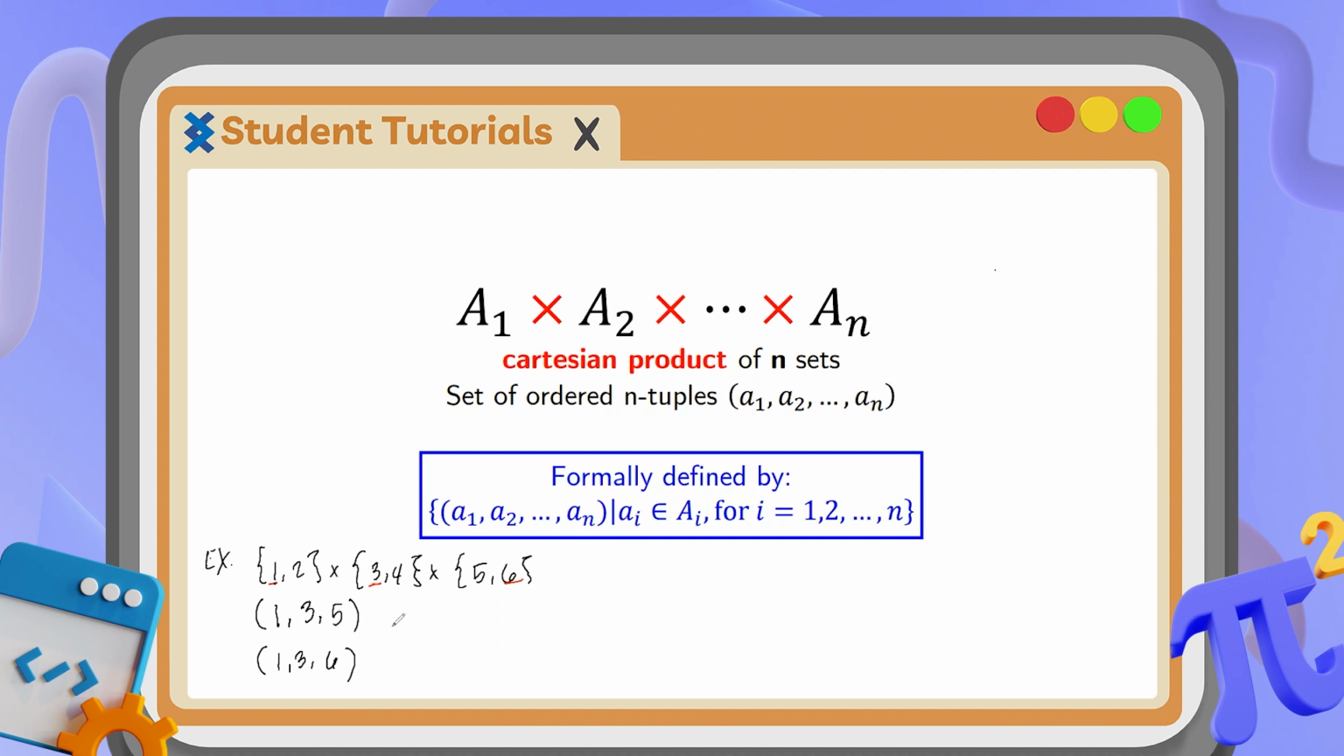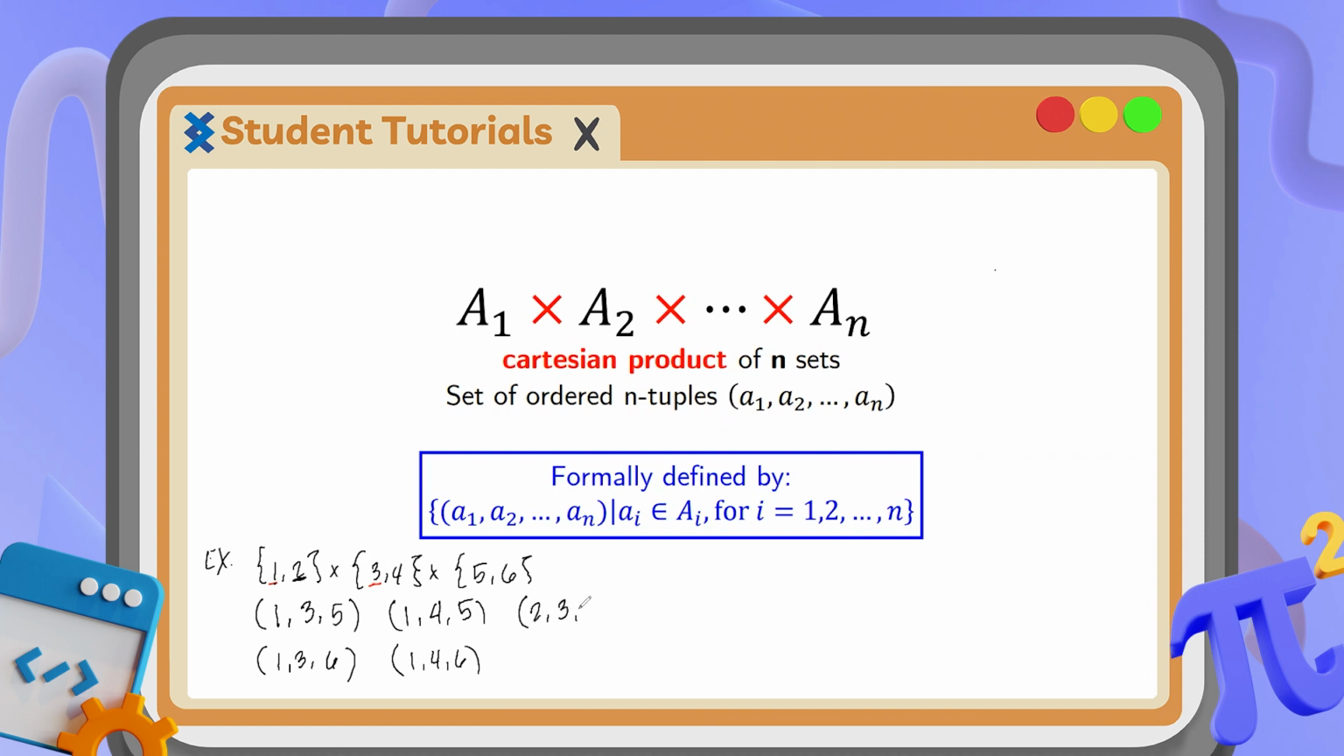And then, go back to 1 again. And then, since we're done with 3 in the second set, we can now proceed to 4. And then start from 5 again. And then continue on with 6. And then since both elements in set 2 are exhausted, we're done with the element 1 over here. Then we can proceed with the element 2.